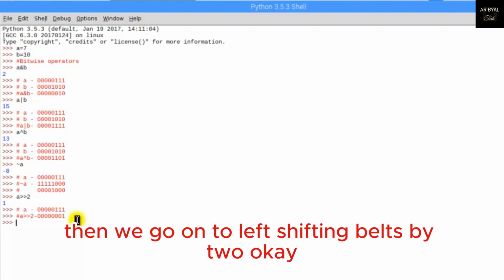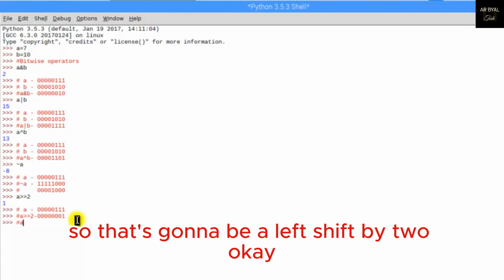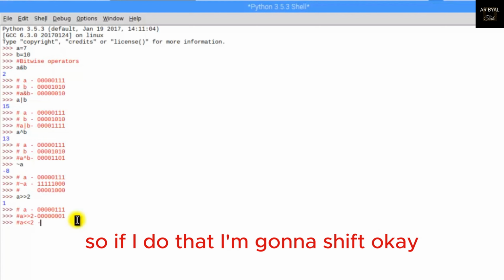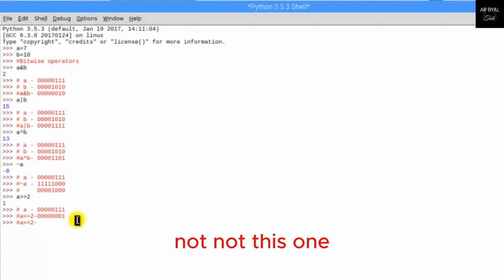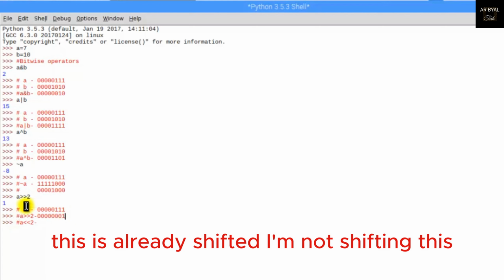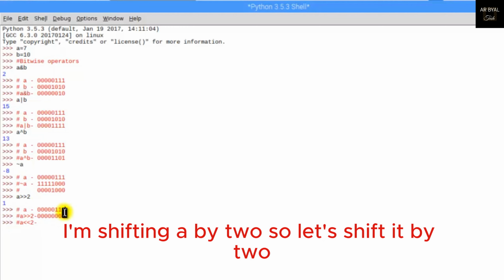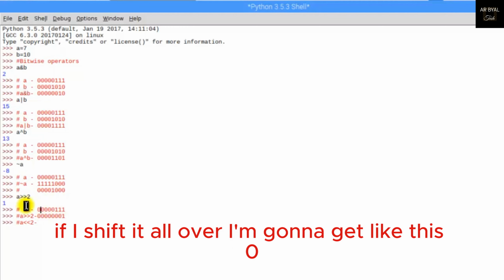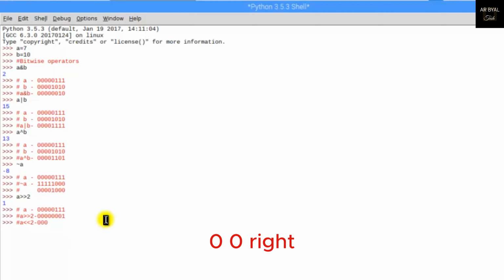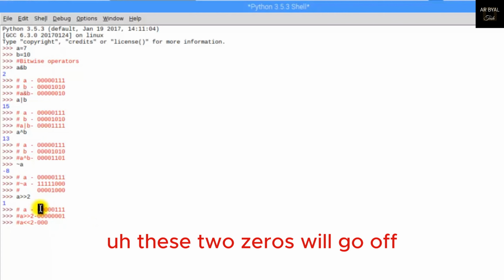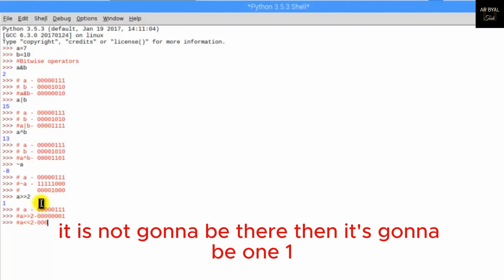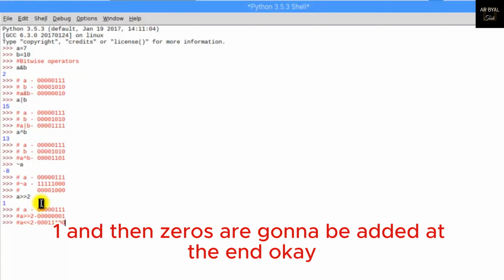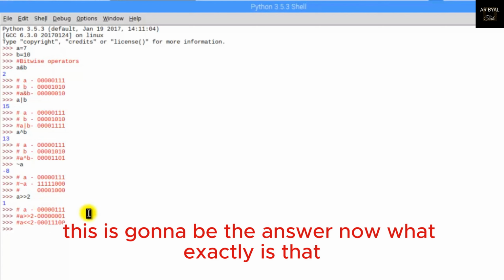Alright? Then we go on to left shifting bits by 2. Okay, so that's going to be a left shift by 2. I'm not shifting this one, this is already shifted. I'm shifting A by 2. If I shift it all over, I'm going to get it like this: 0, 0, 0. These 2 zeros will go off. It is not going to be there. Then it's going to be 1, 1, 1, and then zeros are going to be added at the end. Okay, this is going to be the answer.